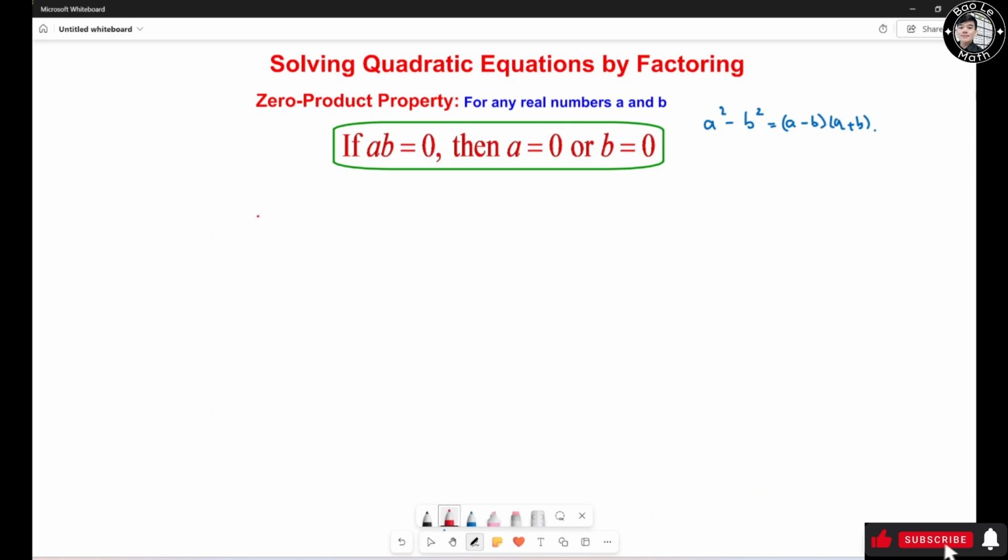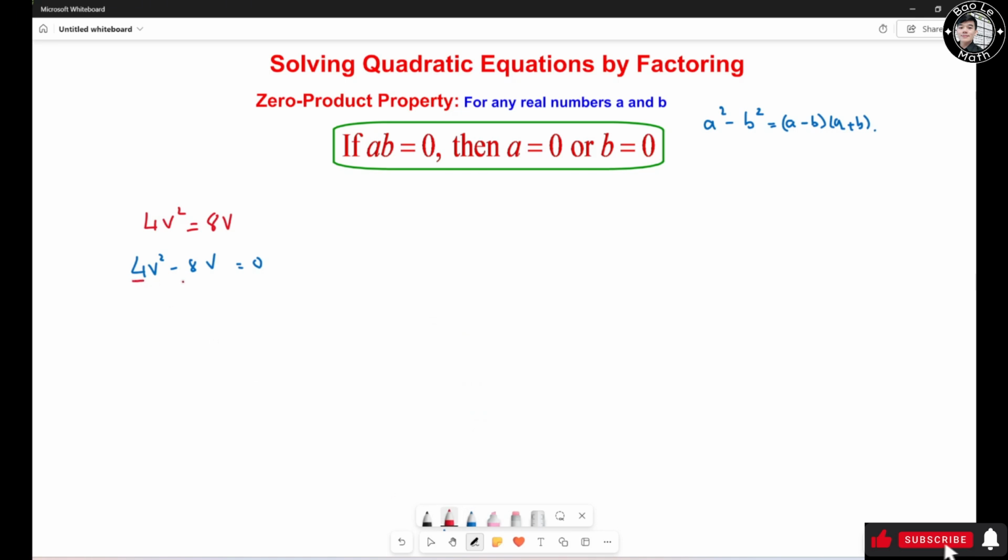So for example, we need to solve 4v squared equals 8v. Now this is a common mistake. If you divide both sides by v, which most students do, you will miss a solution. So when you see an equation like this, you need to subtract 8v from both sides. So it will be 4v squared minus 8v equal to 0. And then you need to factor the GCF out.